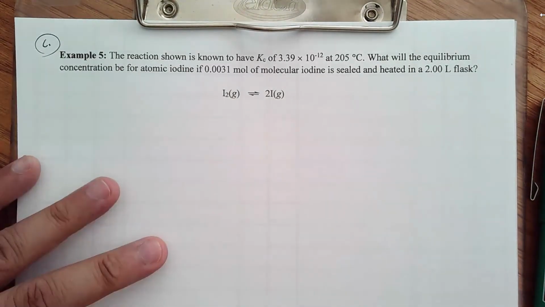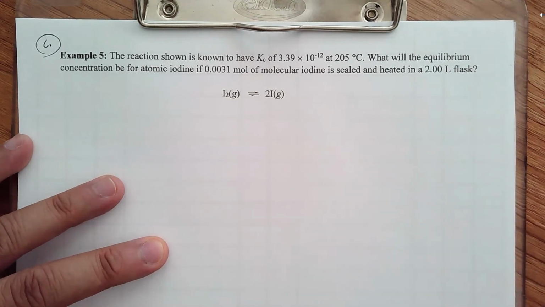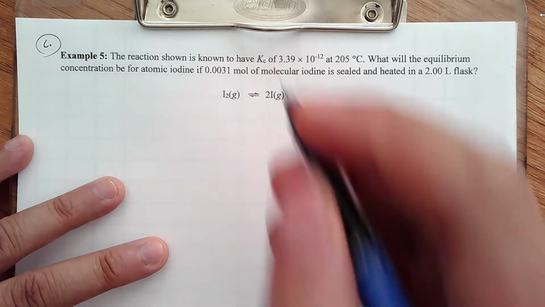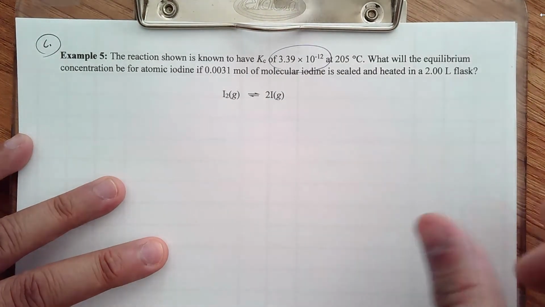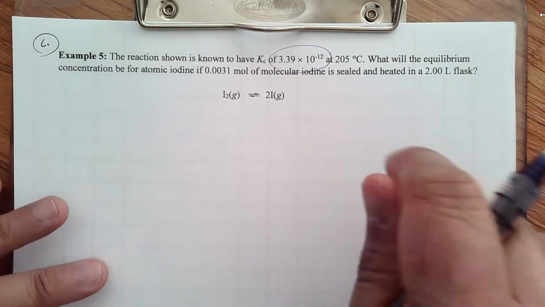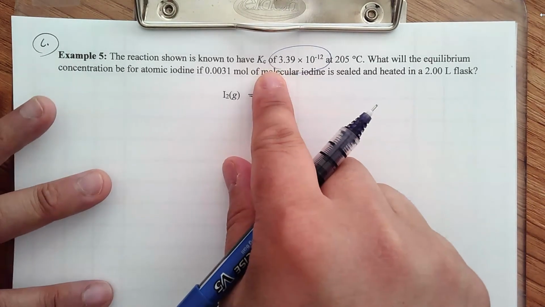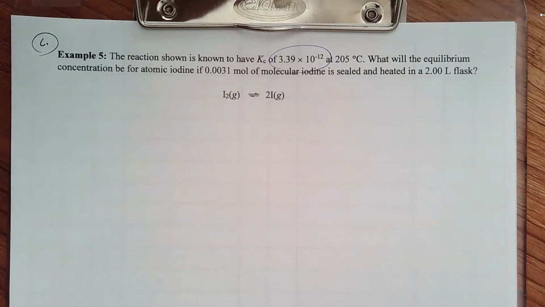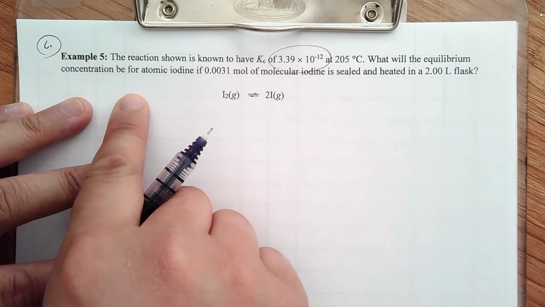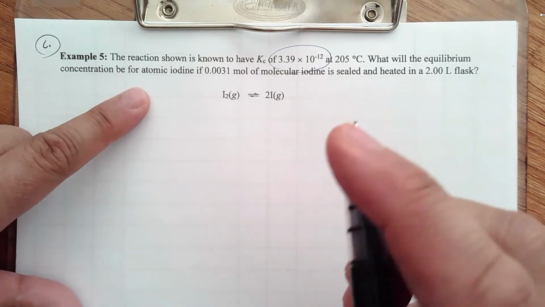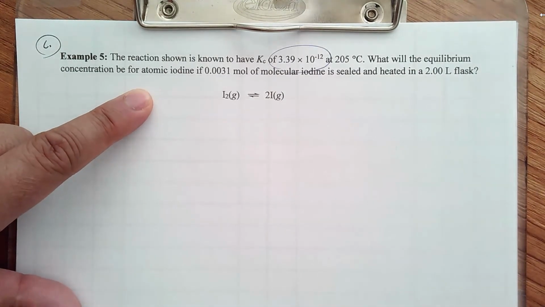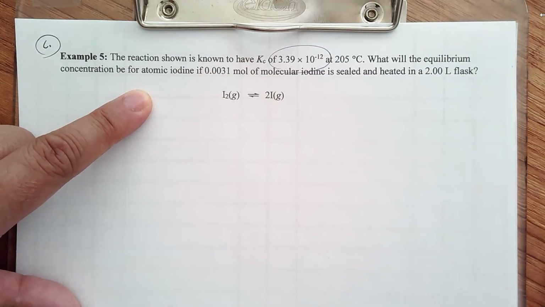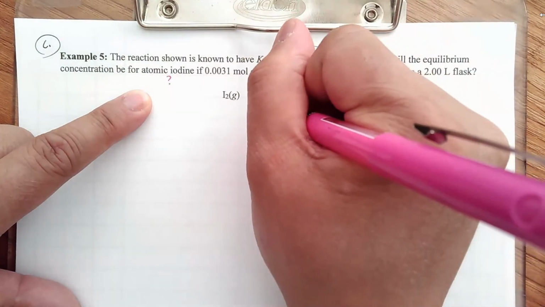Okay. The reaction shown is known to have a Kc of 3.39 times 10 to the minus 12. So that's a good indication that we might be using the x is small approximation because the Kc is 10 to the minus 4 or smaller. What will the equilibrium concentration be for atomic iodine? Okay, look at your equation. Atomic iodine is this right here. So this is question mark.